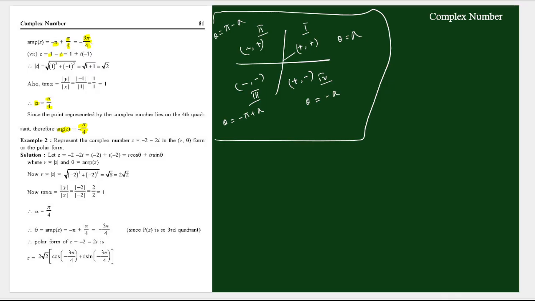Example 2: write this in polar form. So polar form is what? r (cos theta + i sin theta). We have to write it in that form. So first find r.